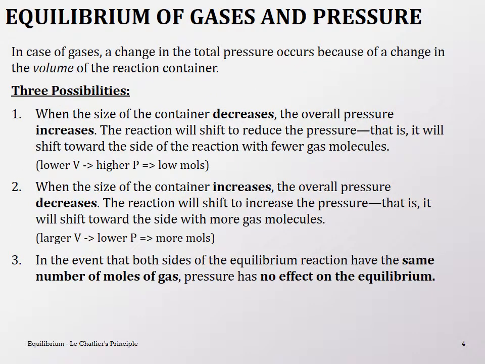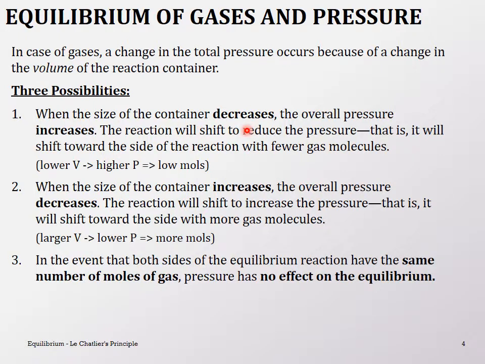So in case of equilibrium of gases, gases are dependent on pressure. We know that already from our gases chapter. In this case, the pressure and volume are connected to each other, because of course gases exert pressure and pressure is dependent on the volume. Remember, it's an inverse proportionality according to Boyle's law. If you increase the volume, you decrease the pressure and vice versa. So here are the possibilities that we have.